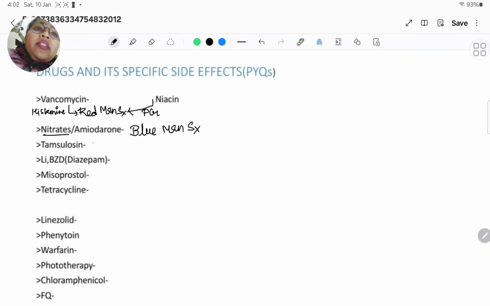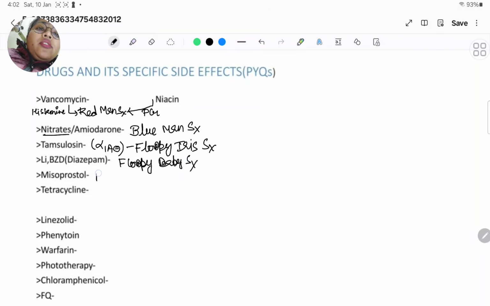Now tamsulosin, which is an alpha 1A antagonist, causes floppy iris syndrome. And lithium and benzodiazepine cause floppy baby syndrome. Misoprostol causes Mobius syndrome.